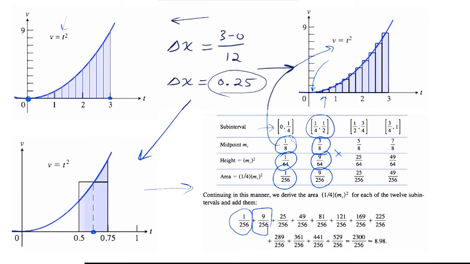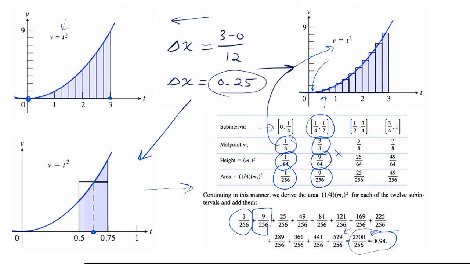We're going to continue on with this: third rectangle, fourth rectangle, up to the 12th rectangle. And when we add those all up and round off to the nearest 2 decimal places, we can see that the approximate area under the curve t squared from 0 to 3, using midpoints to determine the height of the rectangle, is 8.98. So our conclusion would be that this number, 8.98, approximates the total distance traveled by the particle, so we can conclude that the particle moved approximately 9 units in 3 seconds.